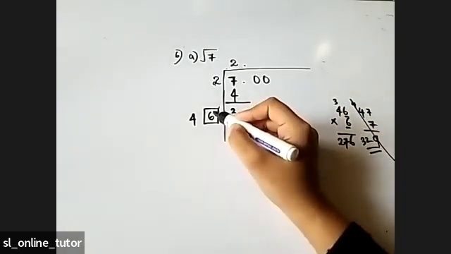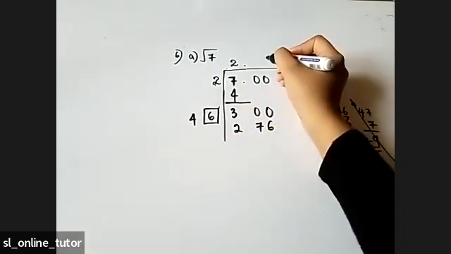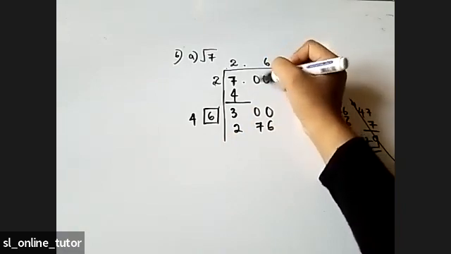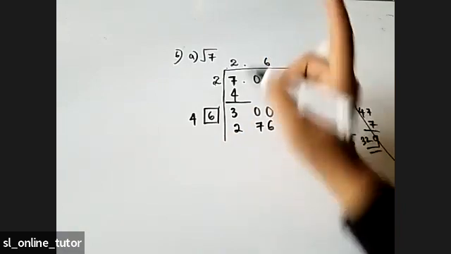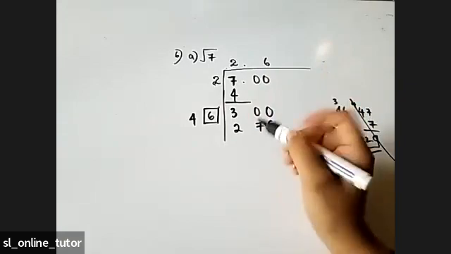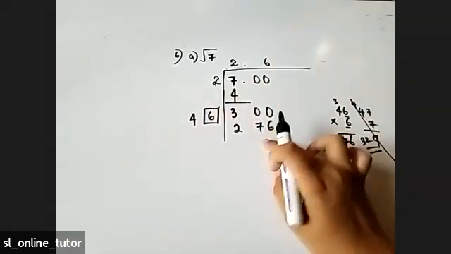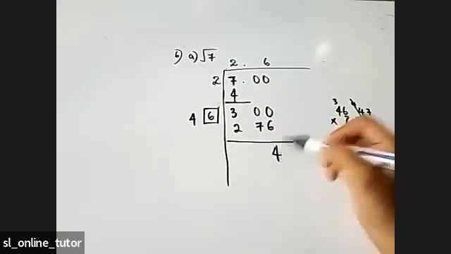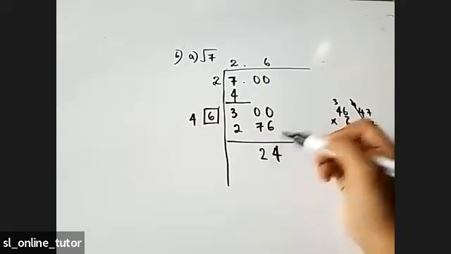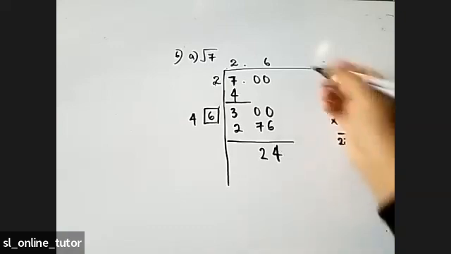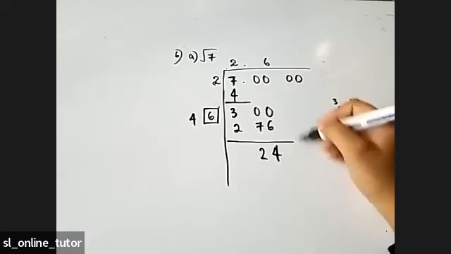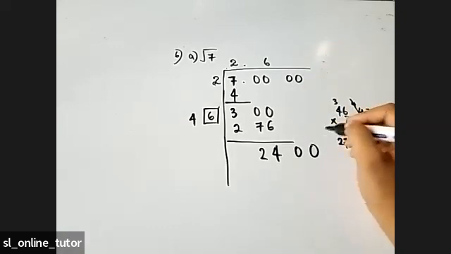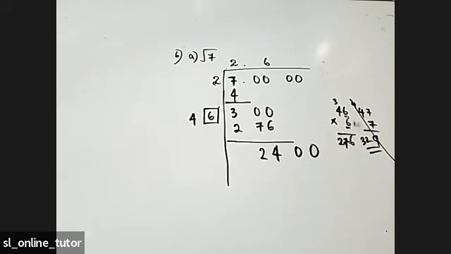What is the number we wrote here? 6. The same number should be written here, not here, because we took 2 zeros. So the value should come here. Understand clearly? Now what should we do? 46 times 6, we got 276. Subtract this one. 10 minus 6 is 4. 9 minus 7 is 2. You are getting 24 here. Again, you take a couple of zeros and bring it down. You are getting 2,400.